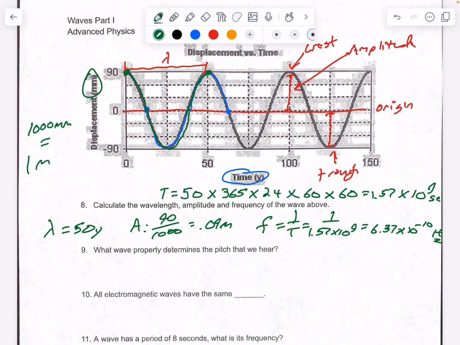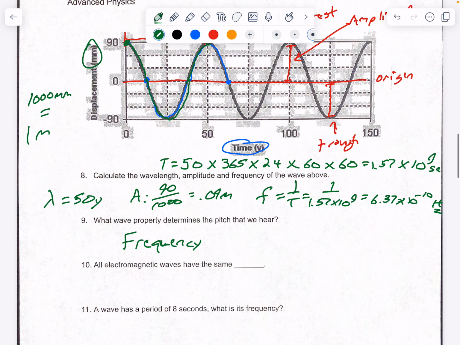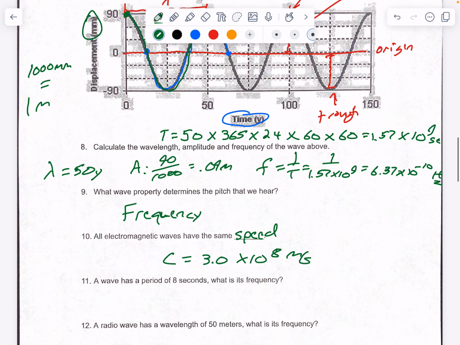Number 9, what wave property determines the pitch that we hear? So what determines pitch is going to be your frequency, how many waves are happening in that time. All electromagnetic waves have the same speed. So radio all the way through gamma all travel at the speed of light. C equals 3.0 times 10 to the 8th. Okay, so we will give you that value. You don't need to memorize it.